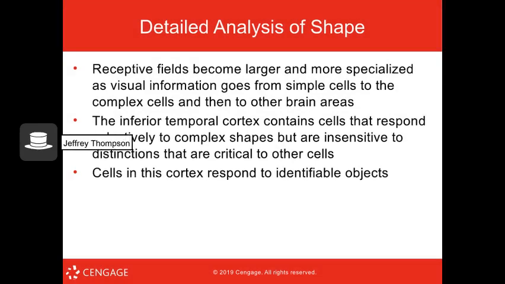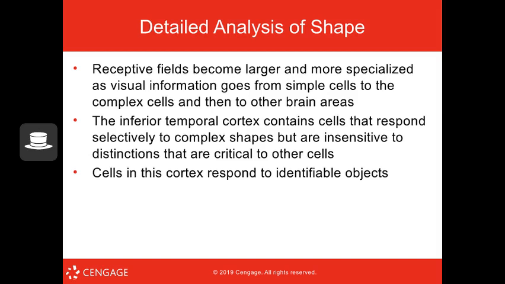Our receptive fields become larger and more specialized as visual information goes from the simple cells to the complex cells and then to other brain areas. Our inferior temporal cortex contains cells that respond selectively to complex shapes but are insensitive to the distinctions that are critical to other cells. So, those temporal cells really help us understand.